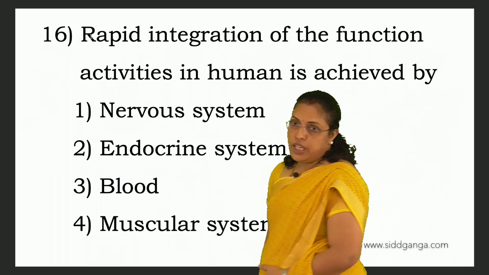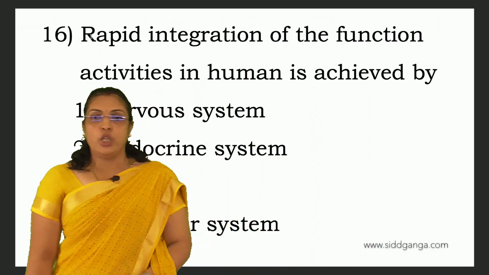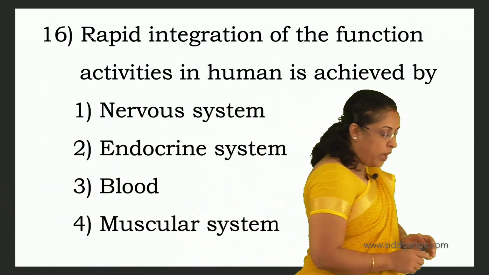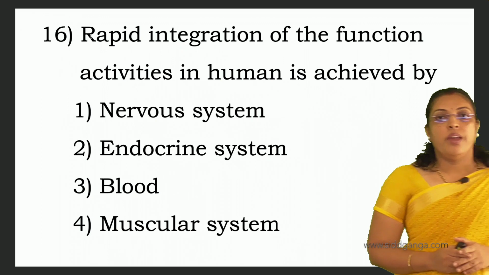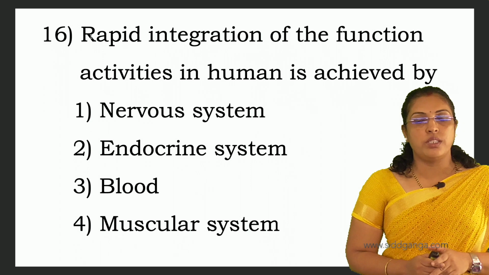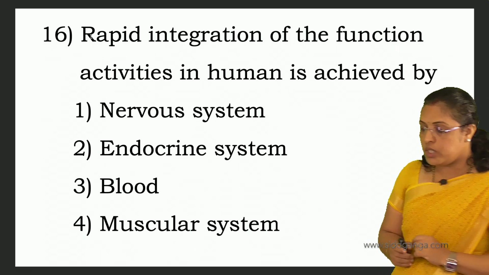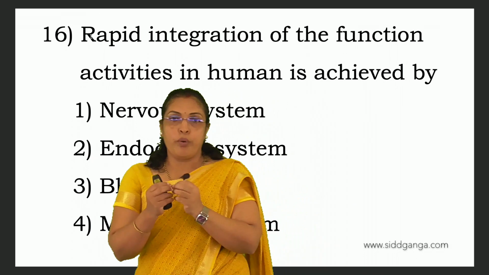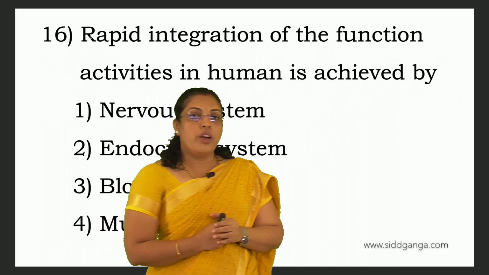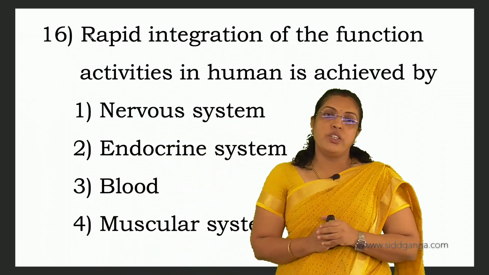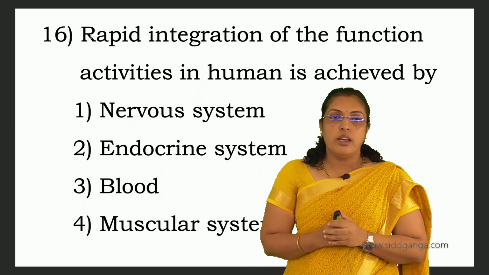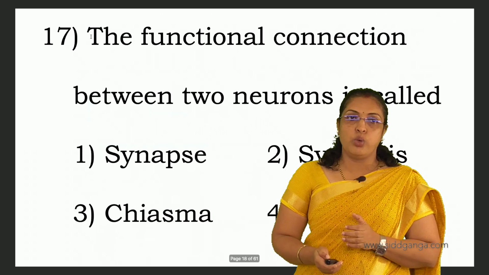Then, rapid integration of functional activities in humans is achieved by nervous system, endocrine system, or blood muscular system. It is achieved by the nervous system. Why? Because there is a point to point, end-to-end connection between the neurons. Due to this, rapid integration of the function occurs. That's why the answer is 1 for the 16th question.